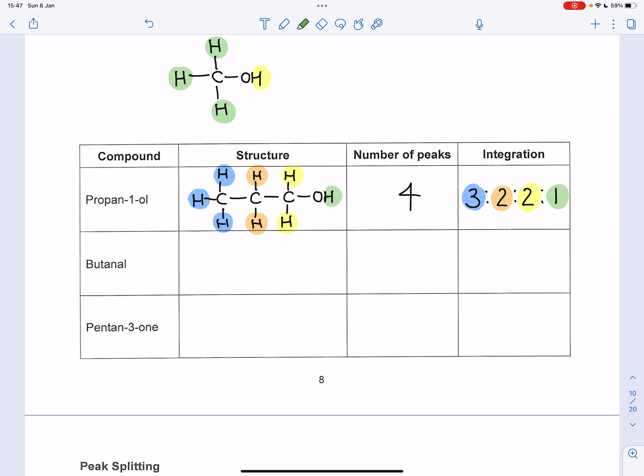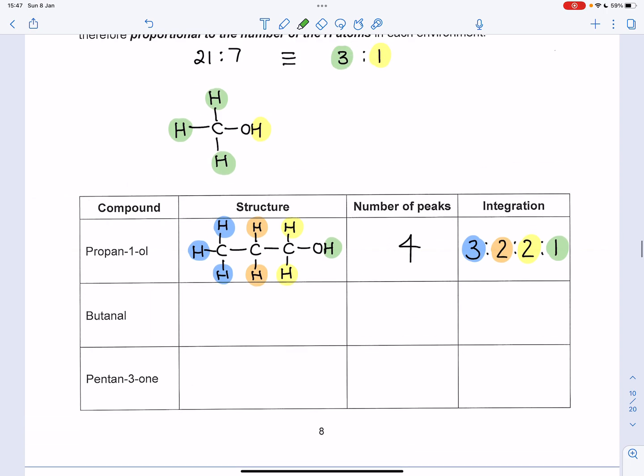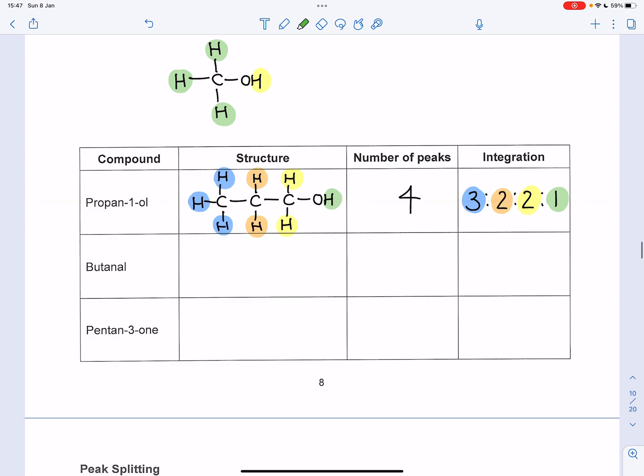It may be that if we had an integration trace, that would be coming out as 6, 4, 4, 2, or it could be coming out as 0.3, 0.2, 0.2, 0.1, but the simplest ratio of that is 3 to 2 to 2 to 1. Let's have a look at butanal. So but, being 4, an, single bonds, al, aldehyde, and make sure every carbon has their hydrogens. How many different types of hydrogen have we got?